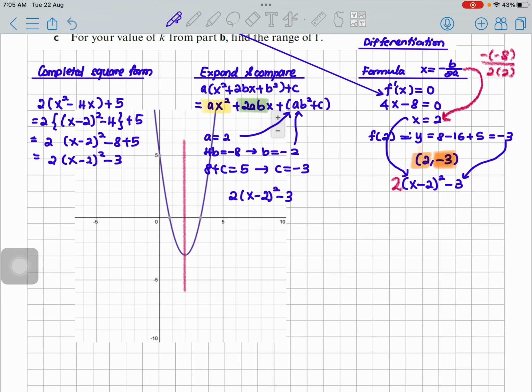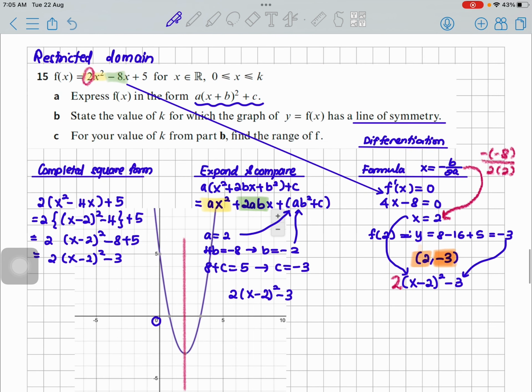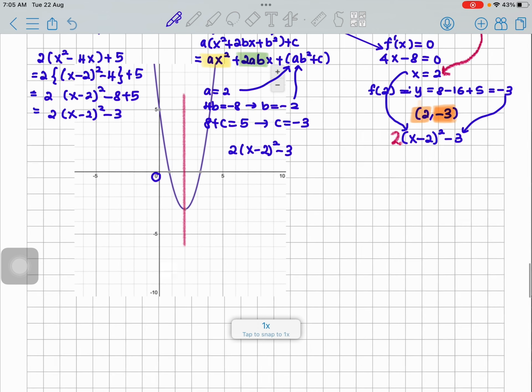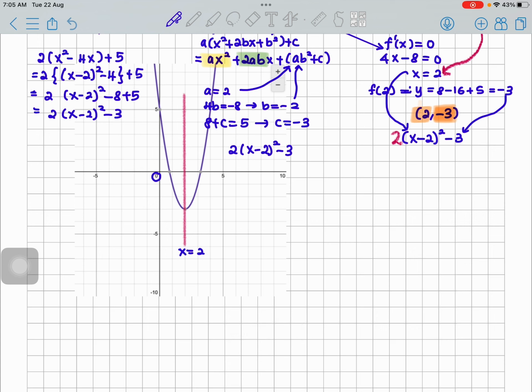So now what do we want? We are starting with 0. In your question, they are saying your lowest x value is 0 and it has to go until k, where your function must have a line of symmetry. This is my line of symmetry, x equal to 2. Now locate. It is a parabola and you know the gap needs to be the same. The gap here is 2. 0 to 2 is 2. So when you want to make it symmetrical, the other side's gap also needs to be 2. So my k value is here. My k is equal to 4.